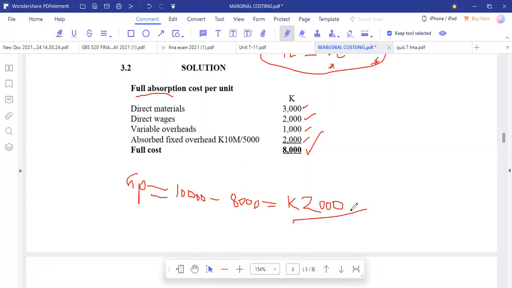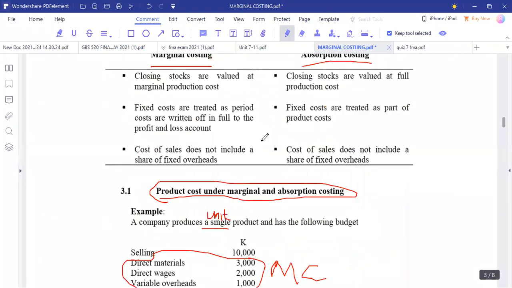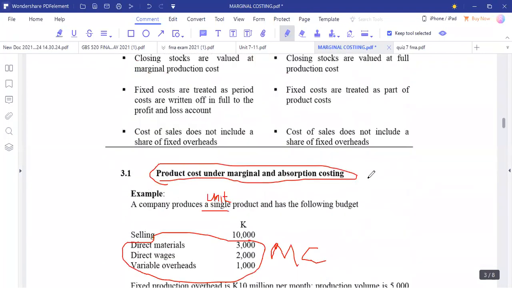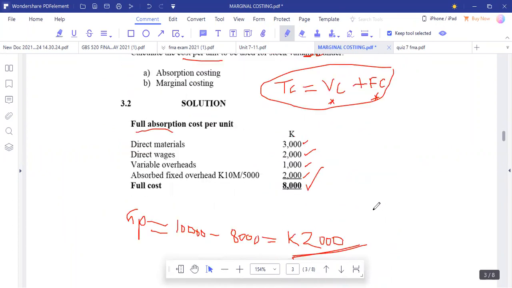So meaning this is our gross profit in terms of absorption costing. All right, because the sales, like an example I mentioned here, sales minus cost of sales, that is under absorption costing. So that's why we didn't only consider direct material, direct wages, variable overhead. We had also to incorporate the fixed cost per unit, which is 2,000. And then we found the total product cost in absorption costing of 8,000.